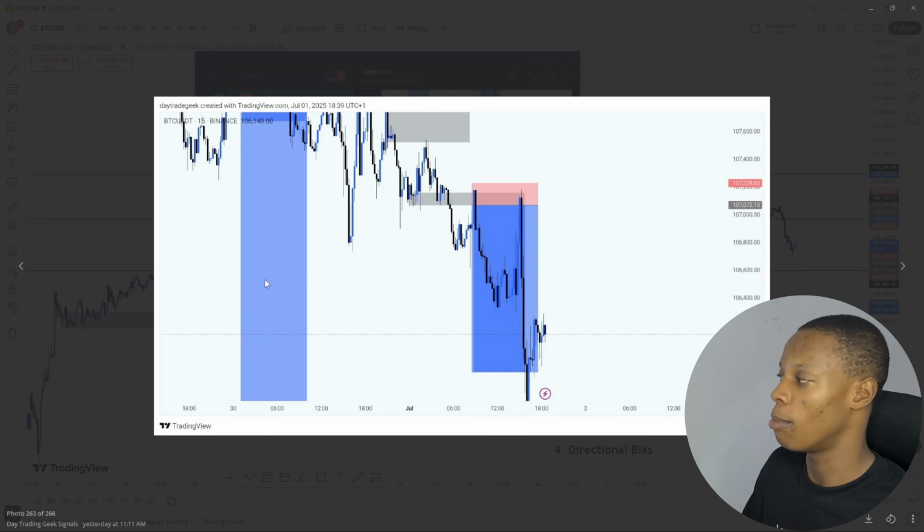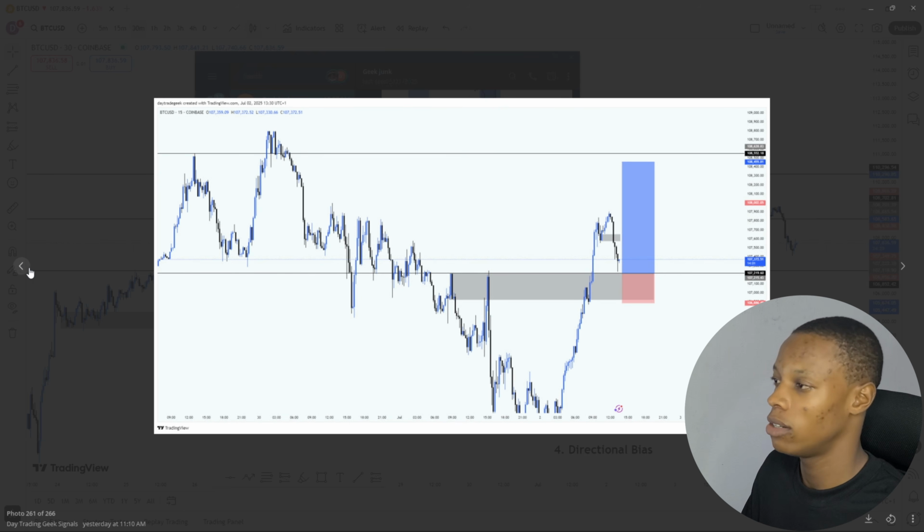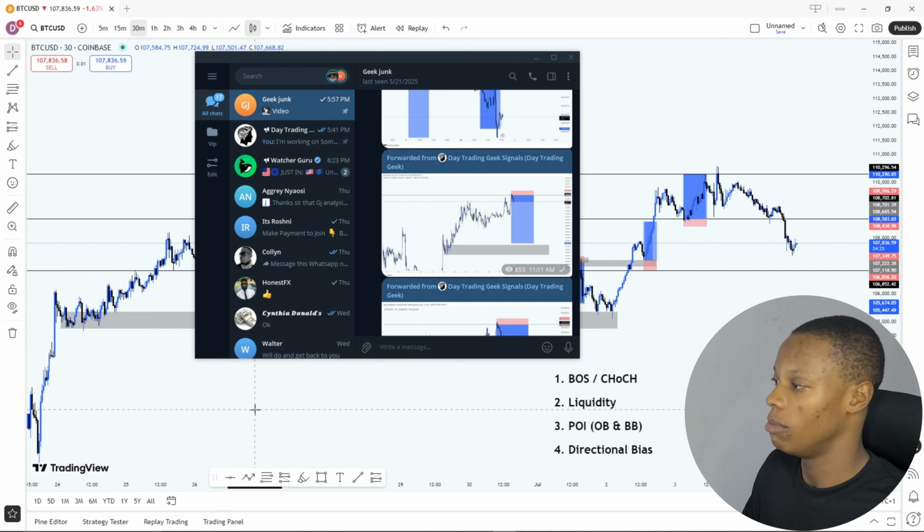The main entry was still moving in profits. Second entry hit full TP, and I made a couple of dollars. I guess I made over $1,000 from this very trade.